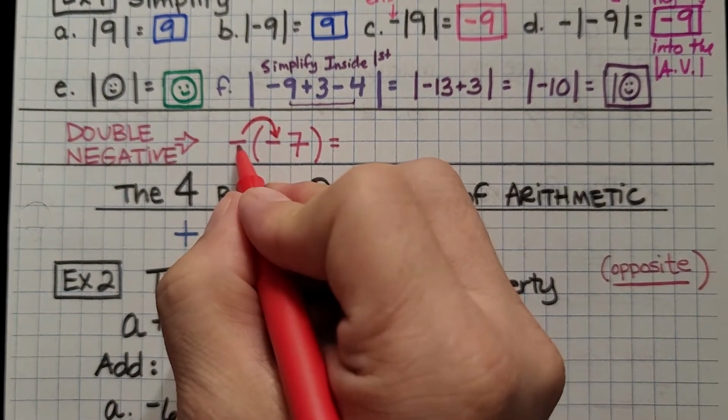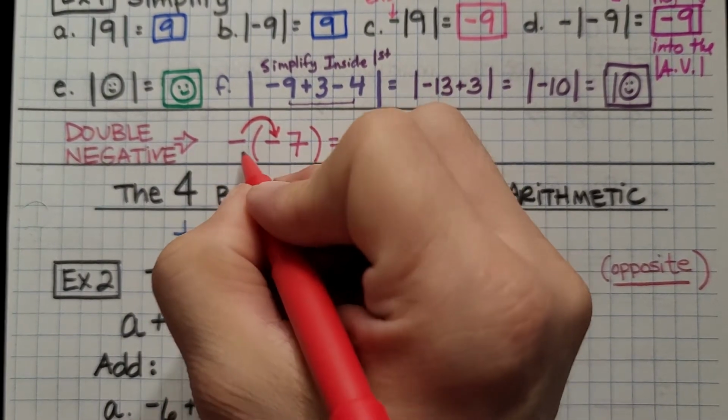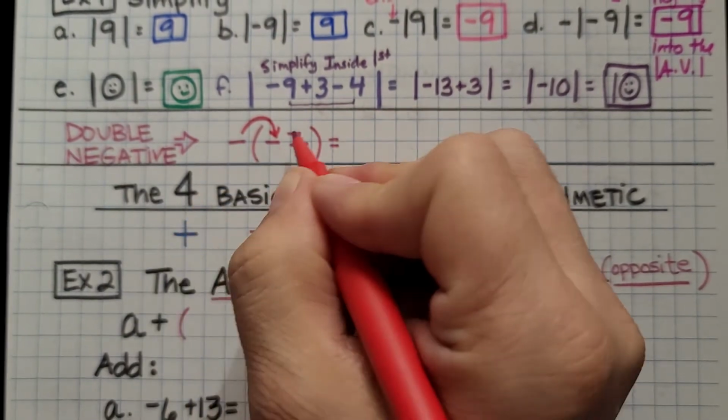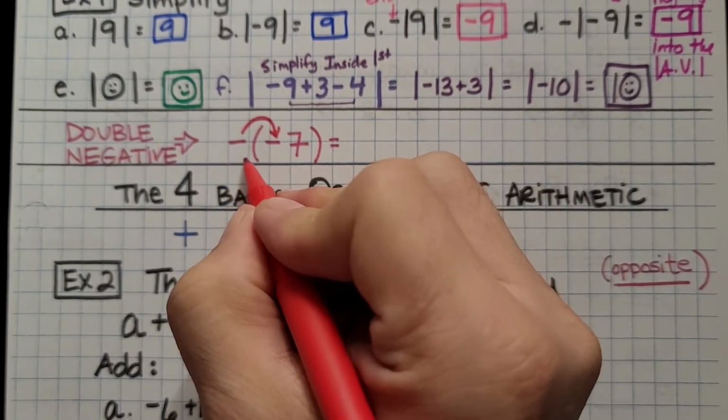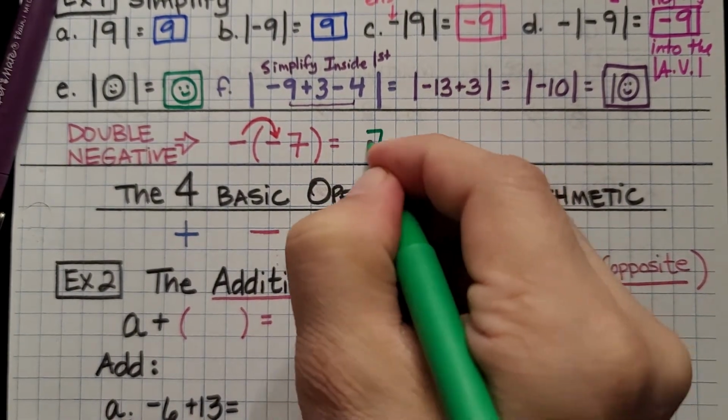So this can be read as a -7, and that double negative, it's not almost like, it's exactly like a -1 times a -7. -1 times -7 equals +7.